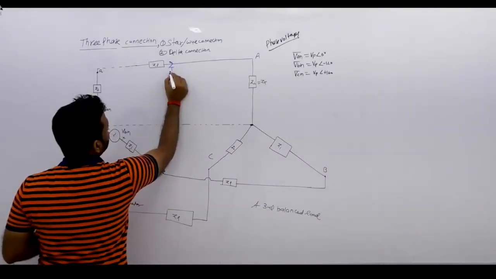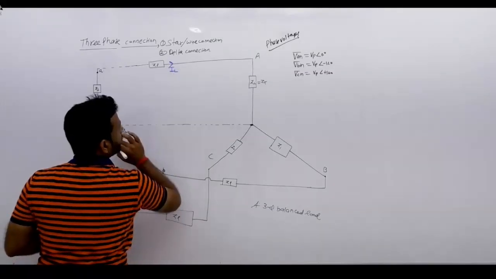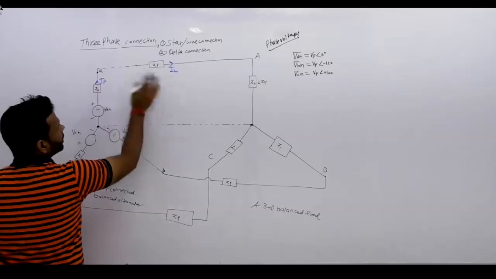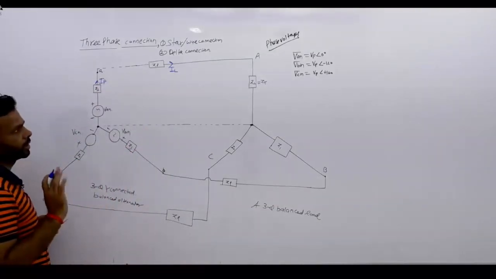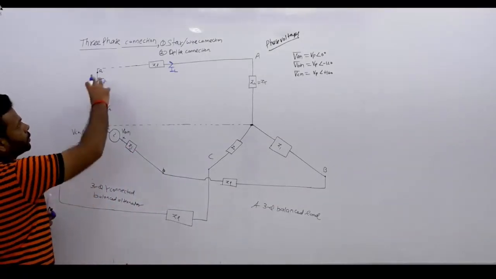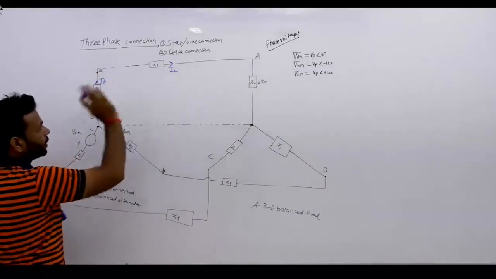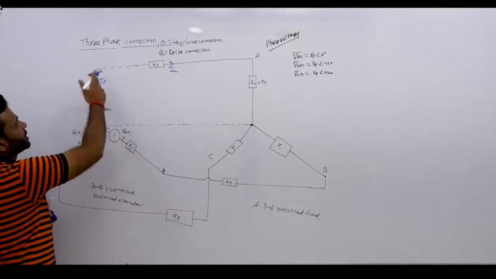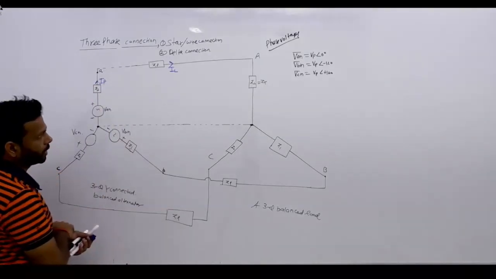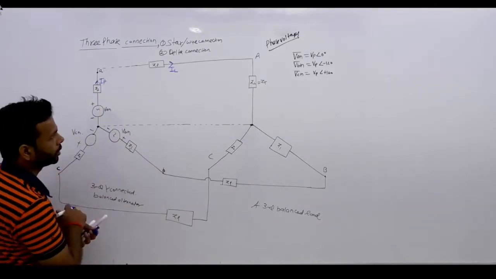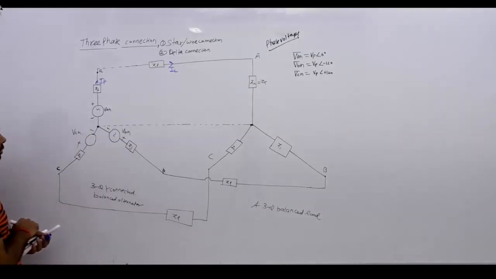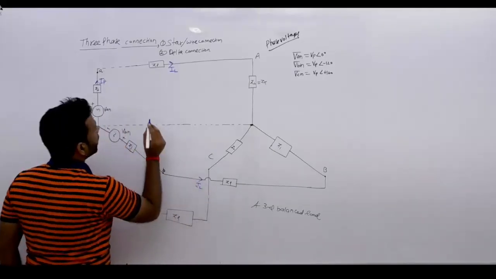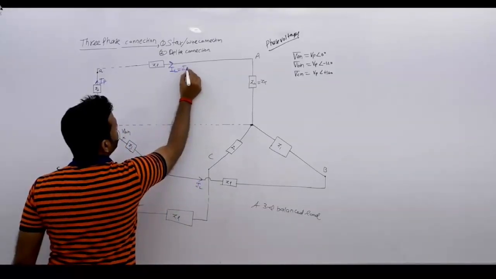This is your line current, and this is your phase current because it is traveling in phase. Now the line current is a current which is traveling from source to load, and the phase current is the current that is flowing through the phase winding of either generator or the load. Okay, so similarly I can mark this IL, or IL ko agar main mark karun then IA.